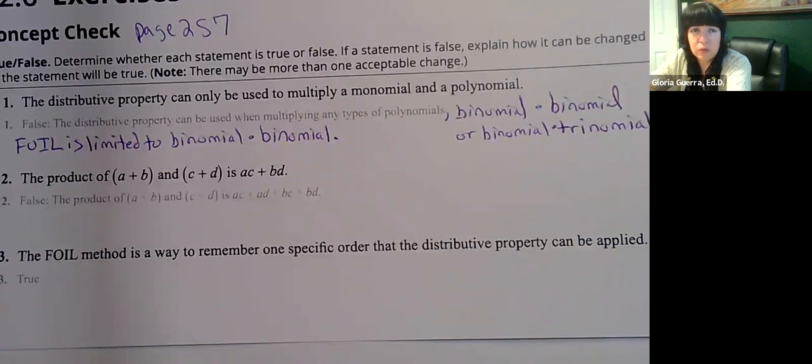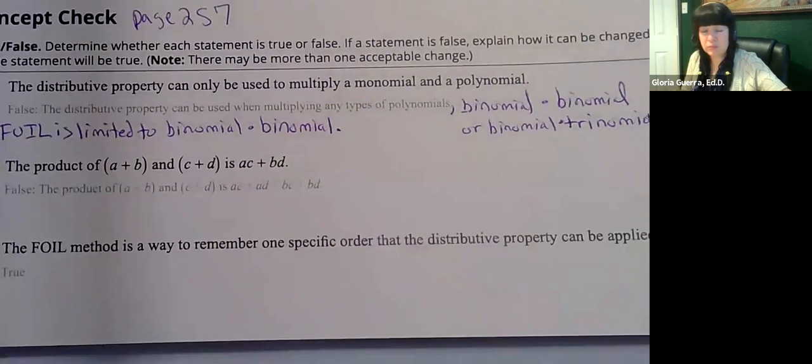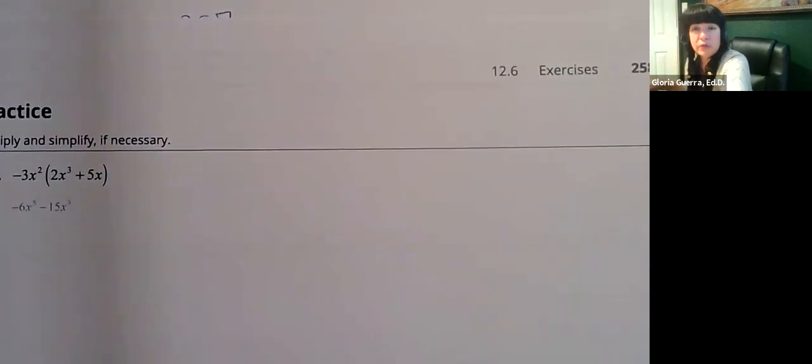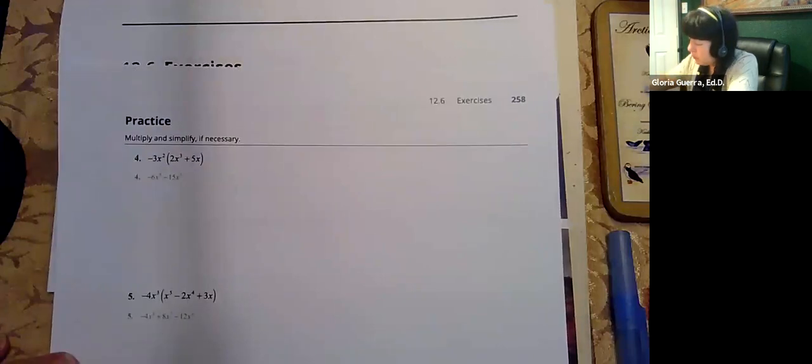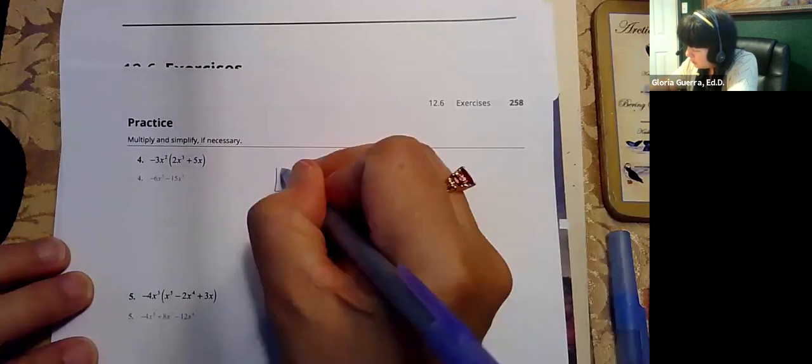The box method really could be created or used on a binomial times a binomial or binomial times a trinomial. Even a monomial times binomial, you just have like one line of box. So let me show you that. Like if you wanted to do the box method on something like that, this is page 258, number 4. If I wanted to do the box method on this, a single box, something like this.